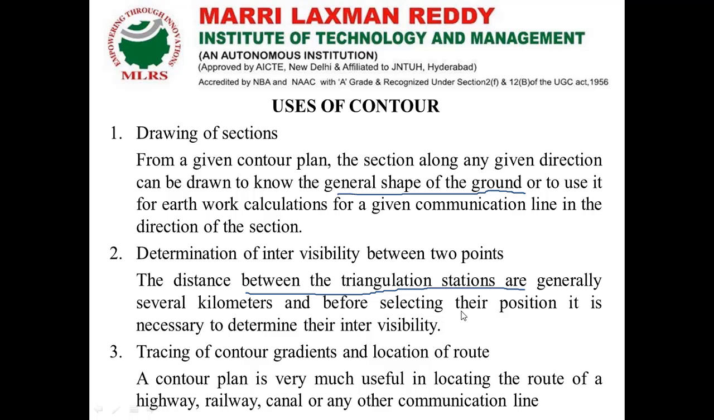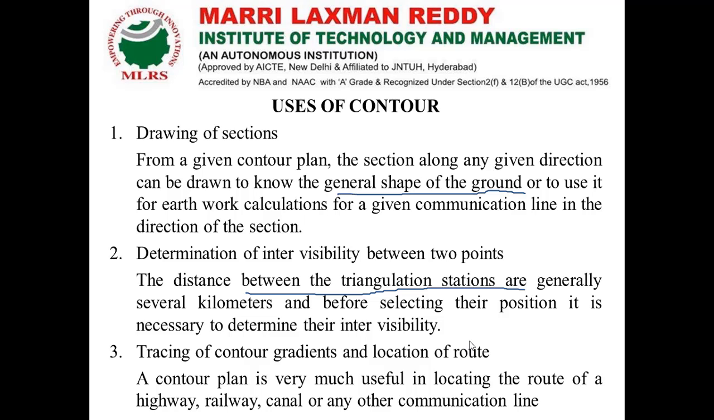Next, tracing of contour gradients and location of route. I already said in the beginning that a contour plan is very useful in locating the route of a highway, railway and canal, or else a communication line like a power line or telephone line. Even the winch comes under communication lines. For that we have to get a clear path with a smooth gradient.